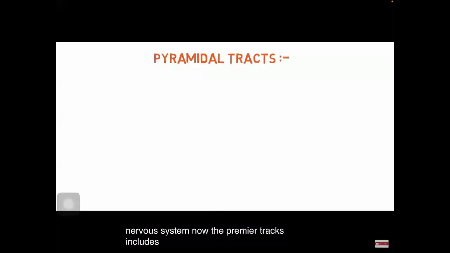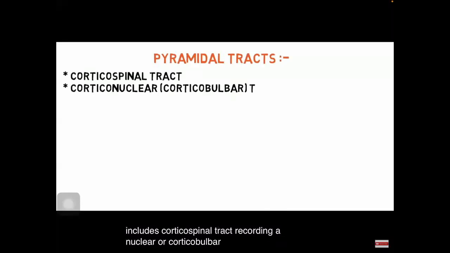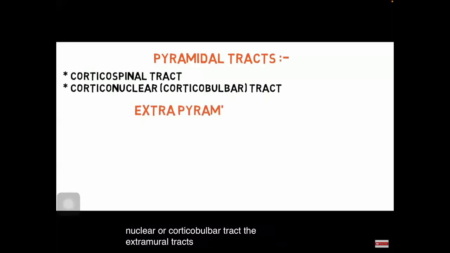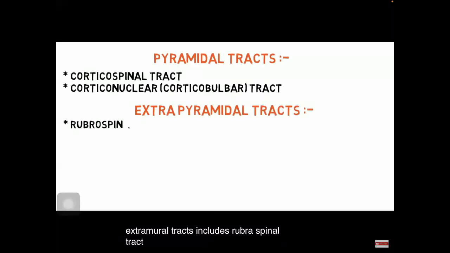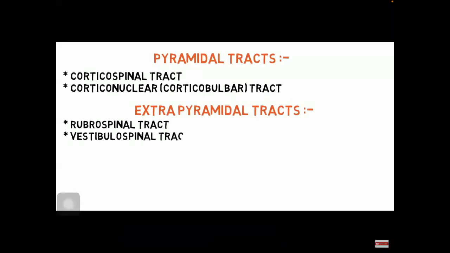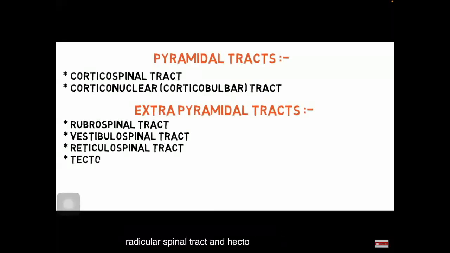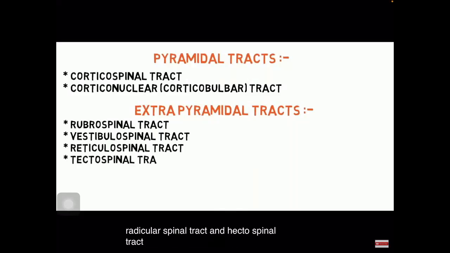Now, the pyramidal tracts include the corticospinal tract and the corticonuclear or corticobulbar tract. The extrapyramidal tracts include the rubrospinal tract, vestibulospinal tract, reticulospinal tract, and tectospinal tract.